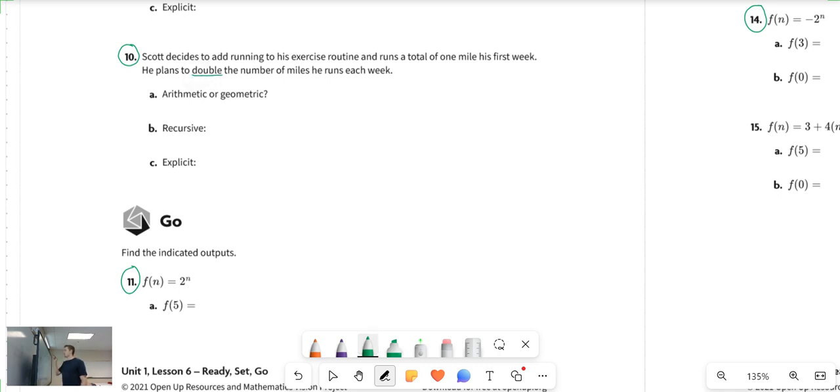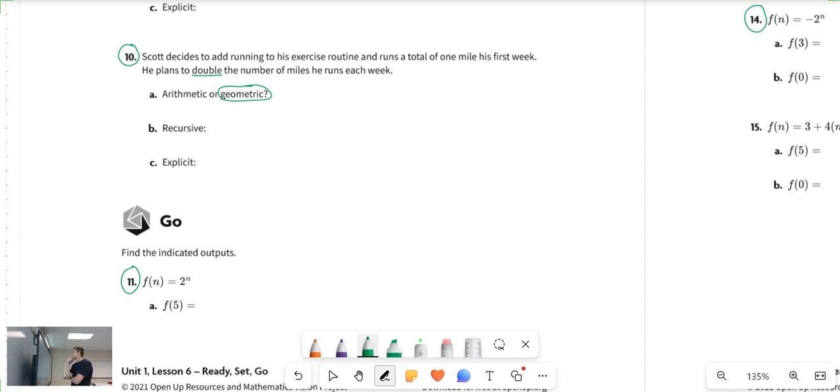Whenever you see double, triple, cut in half, something like that, that tells me that it's going to be geometric, and it's like exponents. It's repeating multiplication. Like if you double and double and double, that's times 2 times 2 times 2 times 2. So that tells me if I see double, that is going to be geometric all the way.